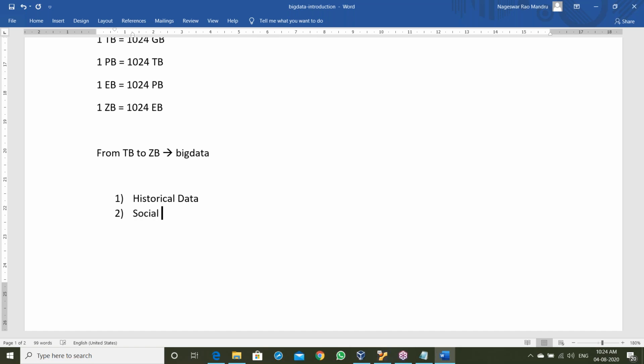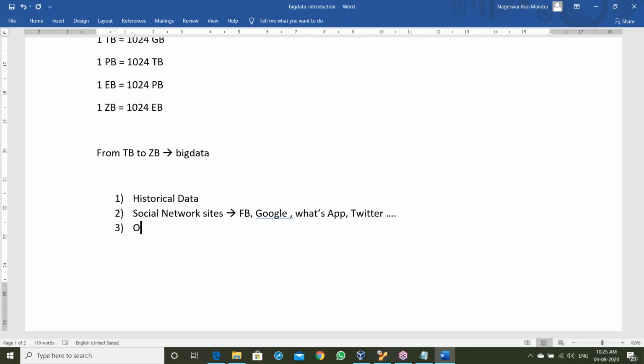Social network sites are one more example, generating a lot of data. Facebook generates 4 petabytes of data per day. Next, the Google search engine generates a lot of data every day. Next, WhatsApp, and Twitter data. All these applications generate big data.